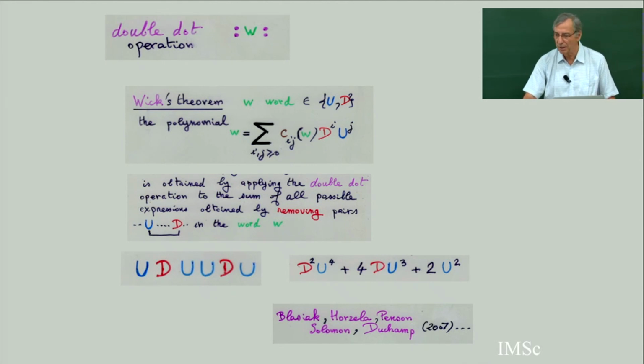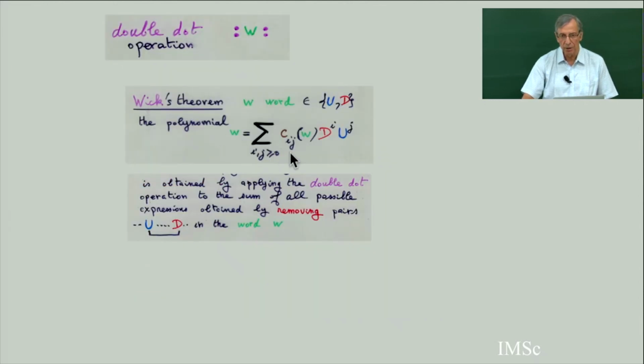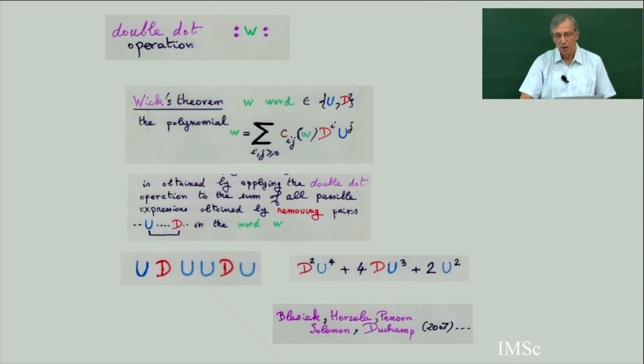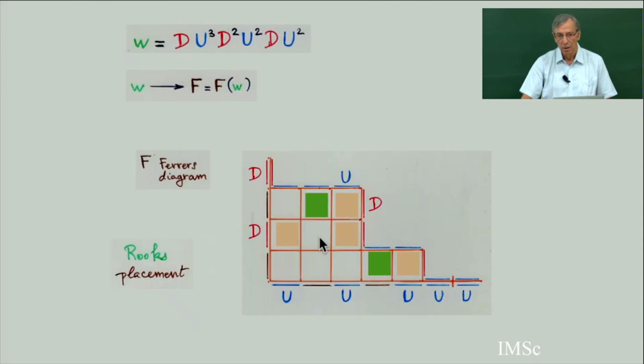So with our interpretation, with rewriting rules, planarization of rewriting rules, we have seen that the coefficient in this expansion, the coefficient C_ij of W, you just have to count how many Q tableaux, how many placements of rooks in the Ferrers diagram.